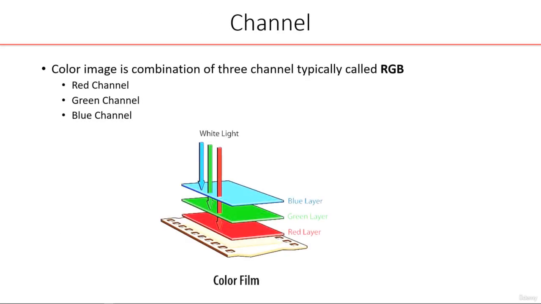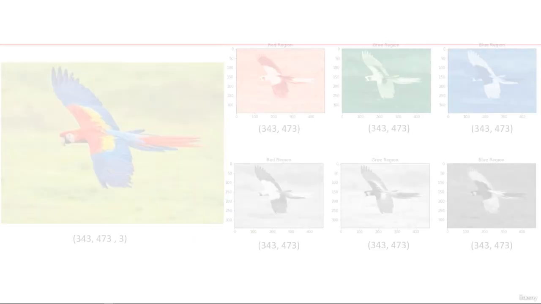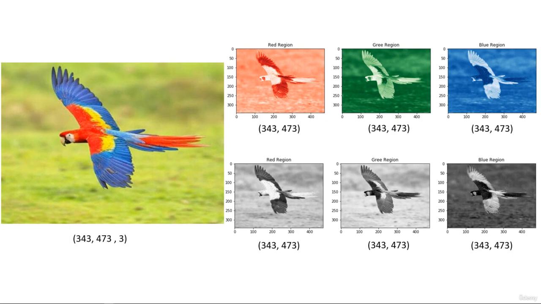A color image is a combination of three channels, typically called RGB. Basically, an image is a combination of three channels: red channel, green channel, and blue channel. Each and every channel displays the information about the respective color of the image. For example, if you look at the image on the left hand side, that image basically contains three different components: red, green, and blue.